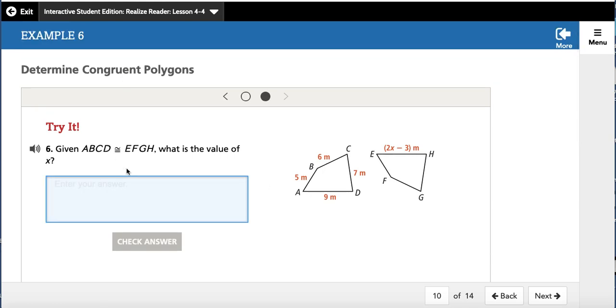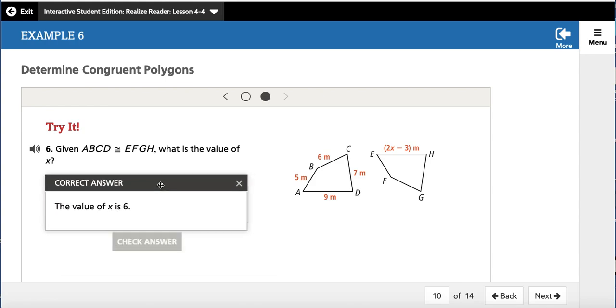Anyways, I would write that algebra problem out. 2x minus 3 has to equal 9. Add 3 to both sides. 2x equals 12. Divide by 2, x must equal 6. And that's all they wanted us to find out, what the value was of x.